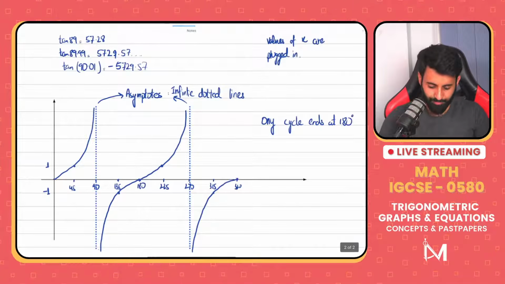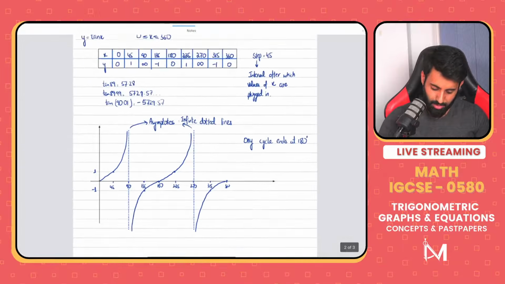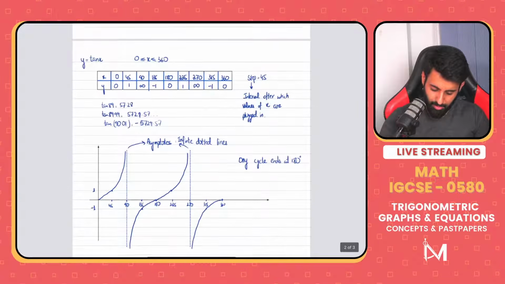Now, then you have some variations in these graphs. So here is what I've done so far. This was number 3.